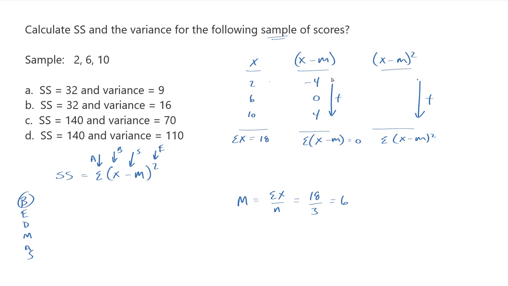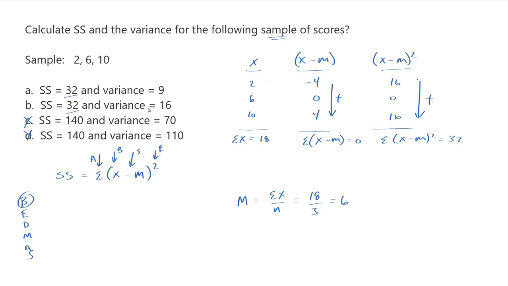Okay, so let's square these guys. That's minus 4 times minus 4 is 16. This is 0. This is also 16. And so this gives me a total sum of squared deviations of 32. So we know that it's going to be either this one or this one. So these guys are out.